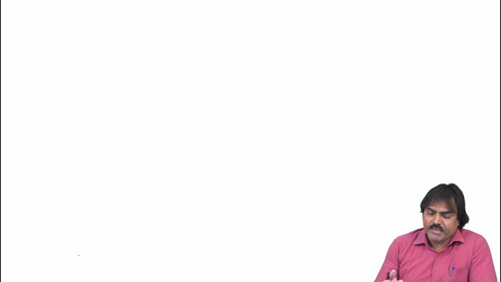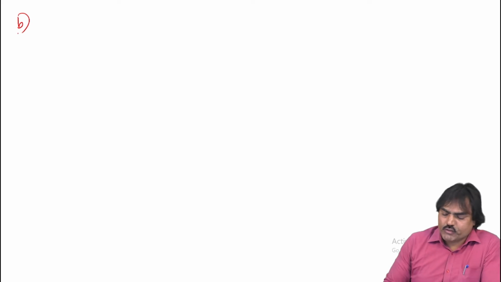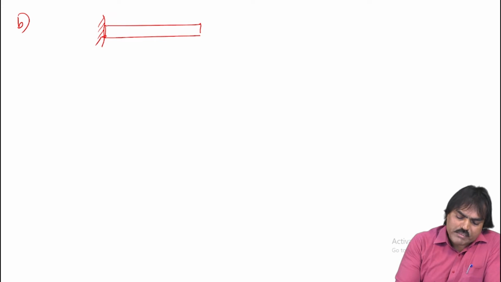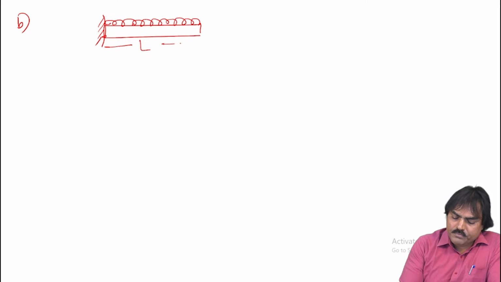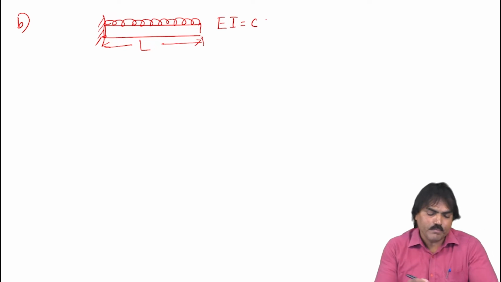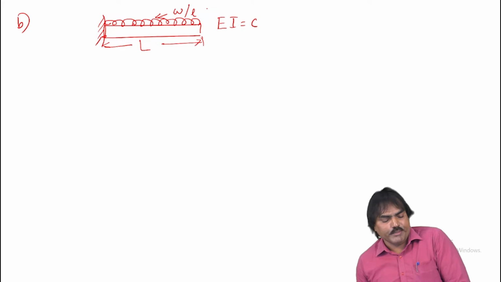Like that, the structure can be subjected to uniformly distributed loads or uniformly varying loads, or even a moment. So a second case I will take for illustration. Suppose this is the cantilever structure which is fixed at one end. Now this is subjected to a UDL, uniformly distributed load, where L is the length of the structure. And EI is always constant, the flexural rigidity of the structure is constant. The load is given by W per unit length, that is the uniformly distributed load.